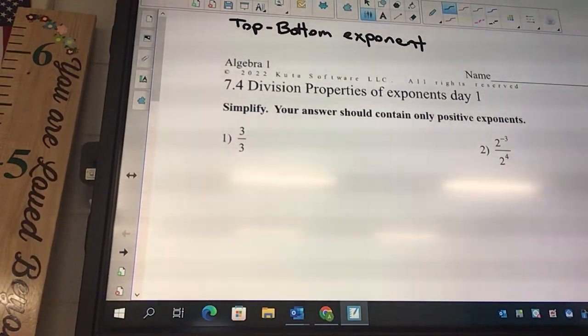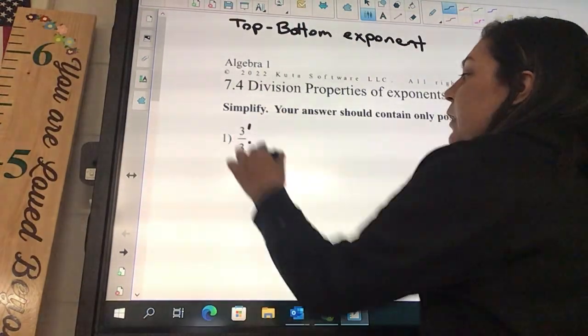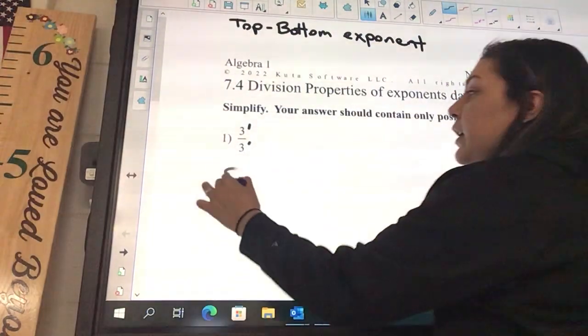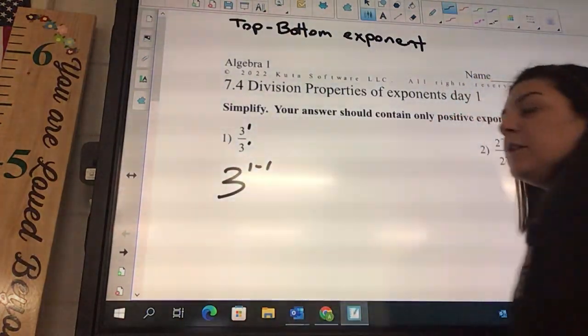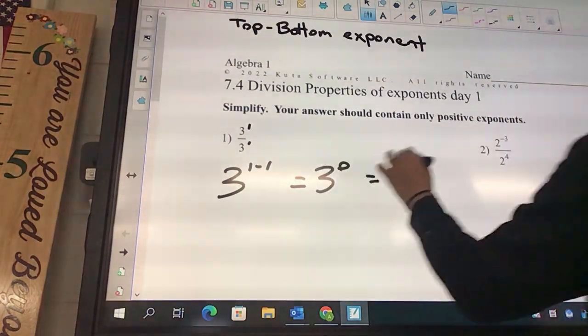Okay, so what is the exponent on top? 1. And the exponent on the bottom is 1. So what is 3 to the 1 minus 1? 3 to the 0, which is 1.